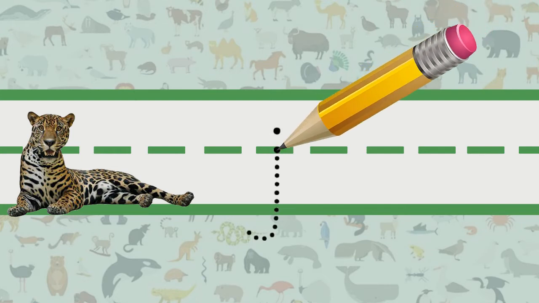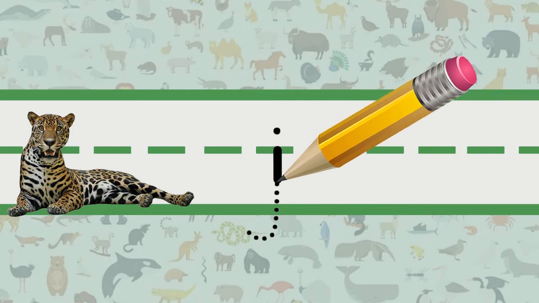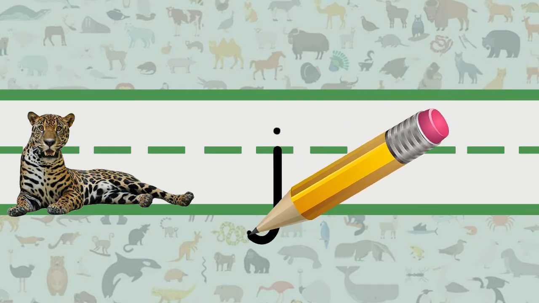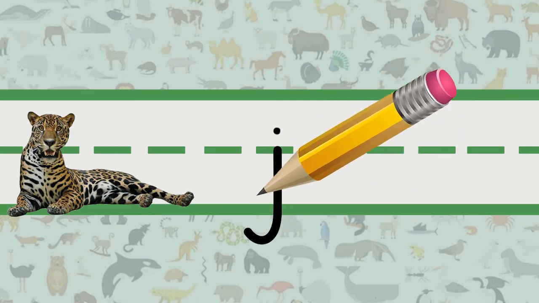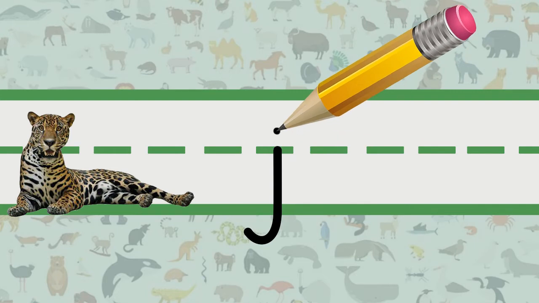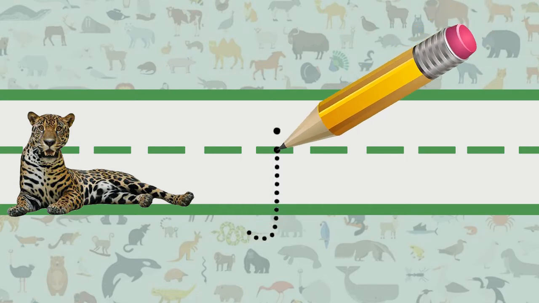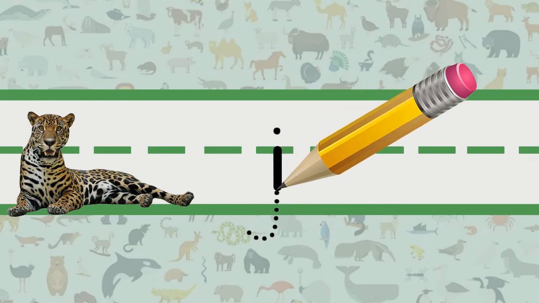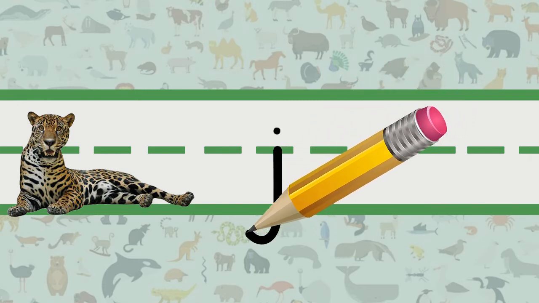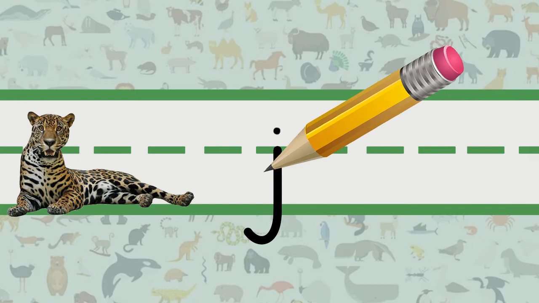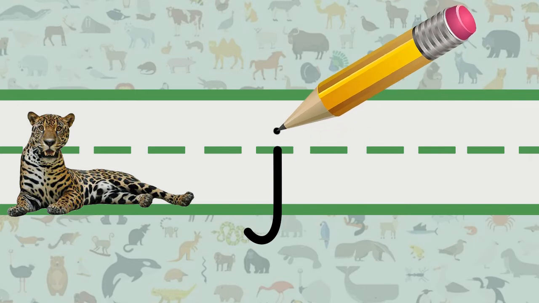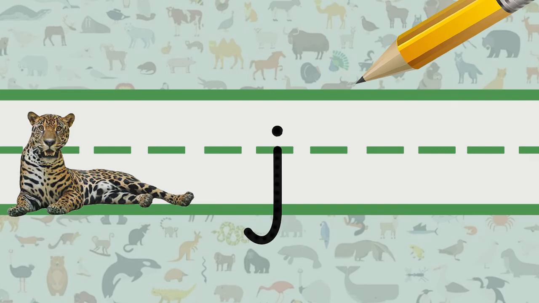Start at the middle, then draw a line down below the bottom and curve to the left. Then go back to the middle and draw a dot above the line. Good job! Let's do that again. Start at the middle, then draw a line down below the bottom and curve to the left. Then go back to the middle and draw a dot above the line. Good job!